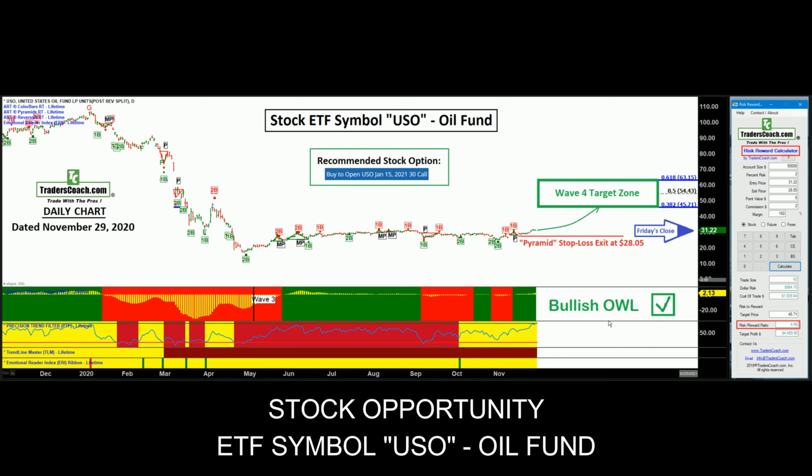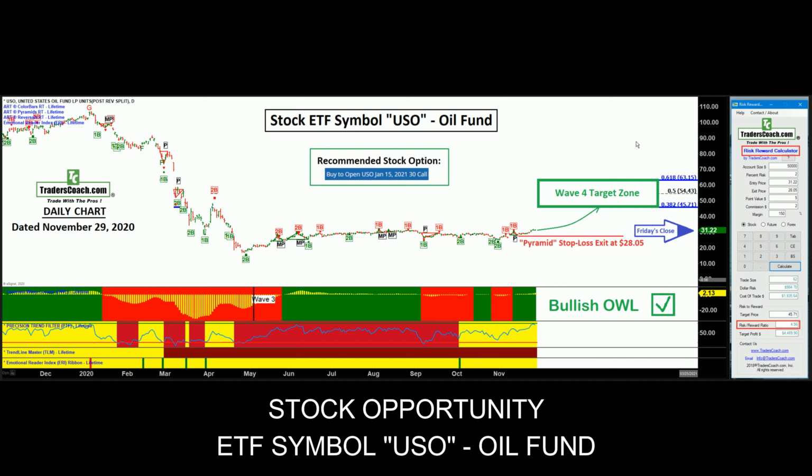Now the momentum is bullish, and that is represented by the OWL. So that's a good thing. And check this out. The PTF is neutral, so that's not hurting us, but it's almost bullish again. If that turns bullish, that's even going to be a better sign for us. So this looks really, really good on oil.